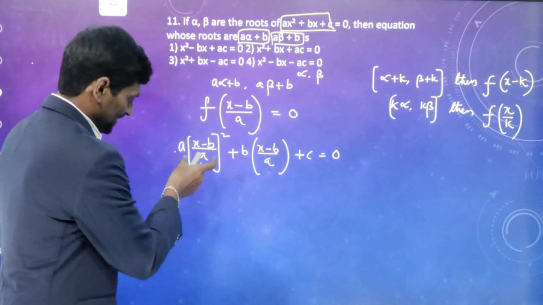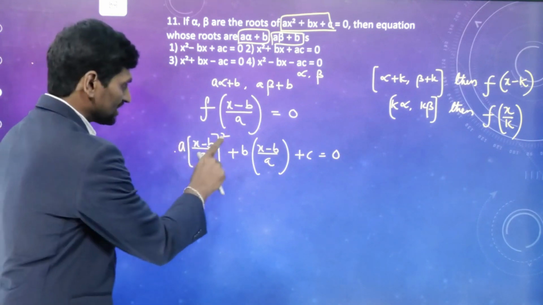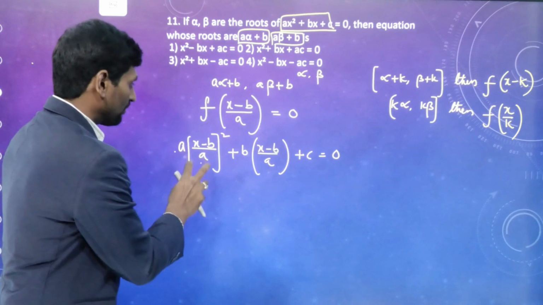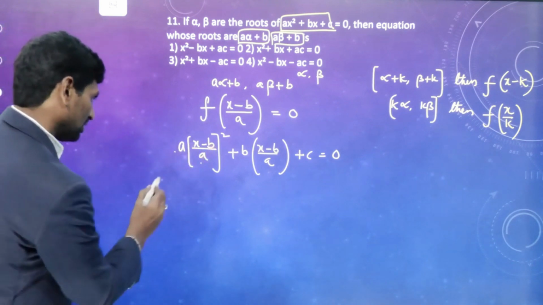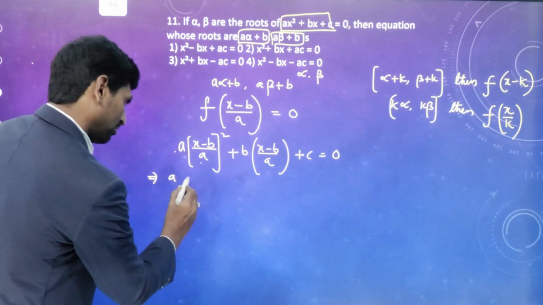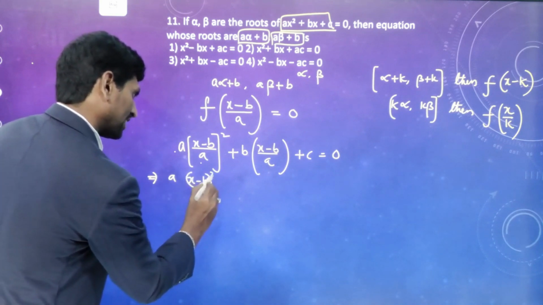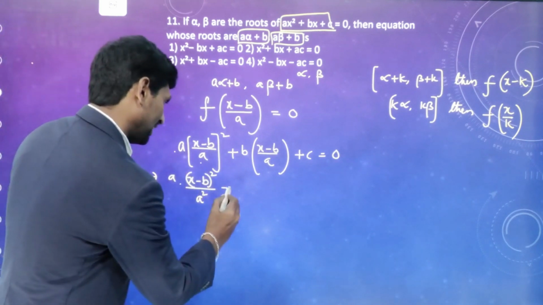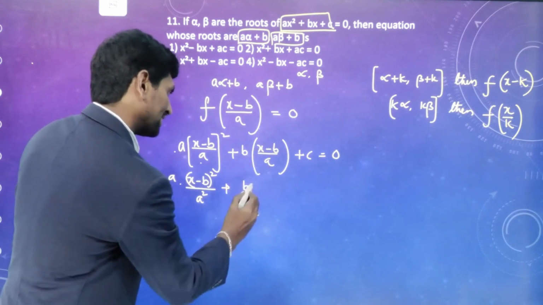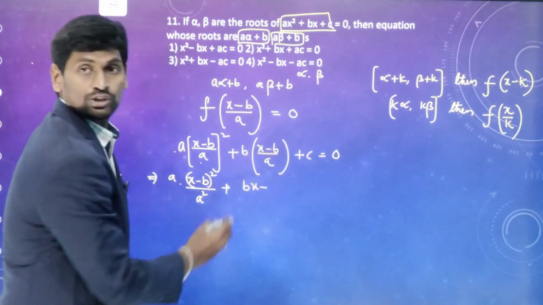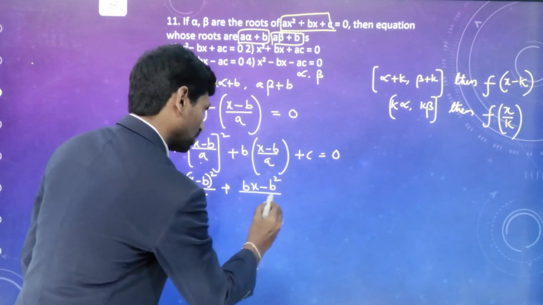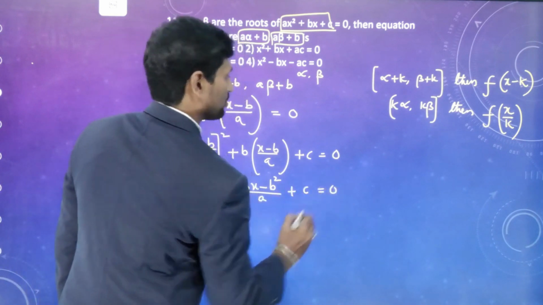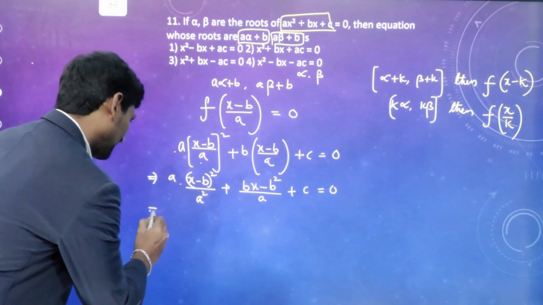No, because first we have to find the value of the bracket. That means it indicates a square number. That means it is not a, it is a square. The square should be applicable for both numerator and denominator. Let us simplify. A into, I am writing separately, numerator square x minus b whole square and denominator a square. Okay? Plus b into x bx minus b into b square whole divided by a, like the distributive property, and c equals to 0. Let us simplify.